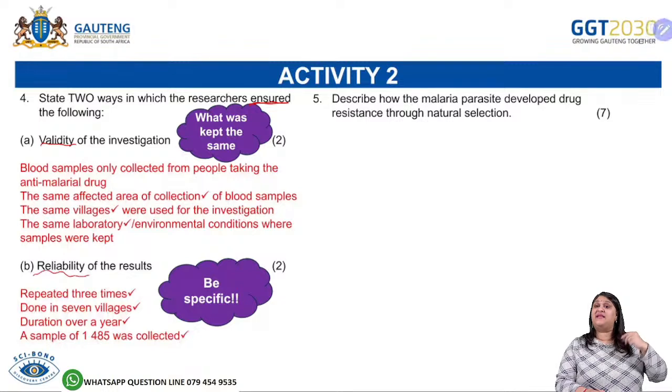You cannot just say these three generic things because they told you what was done. Remember, how did they ensure reliability? They told you they repeated it 3 times. So that's repeat the investigation. They told you it was done in 7 villages. So that's quite a large sample size. It was done during a duration of over a year, so it was done over a long period of time, and the sample of 1,485 was collected, which is a large sample of people.